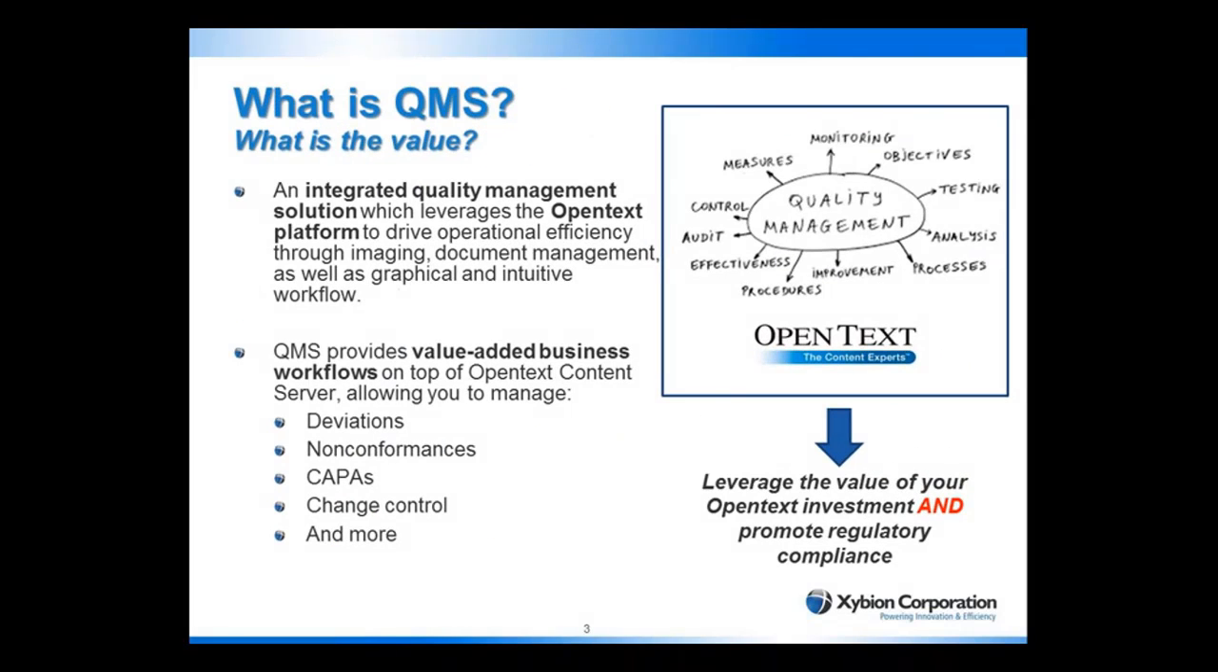So briefly, today's product that we're going to discuss and demonstrate is known as QMS OT. QMS OT is basically an integrated quality management solution that actually leverages the Opentext platform directly, and it does this to drive operational efficiency, whether that's through imaging, document management, as well as providing a graphical and intuitive workflow so that end users can configure actual quality management workflows directly on the Opentext platform.